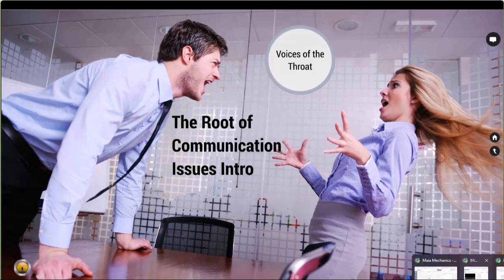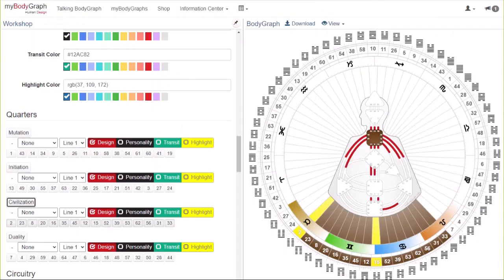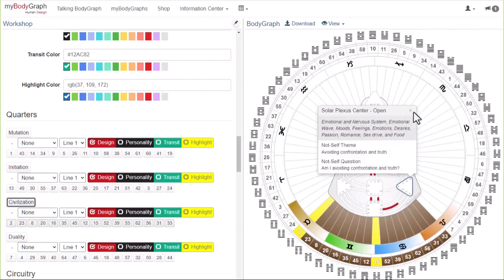and I'm going to pull up a different image here, throat gates are all here. And you can see where they are in the wheel. They're in the quarter of civilization. This is about purpose fulfilled through form. So all of these throat gates, the ones in brown here, you see how they kind of highlight a little bit when we're looking at them.